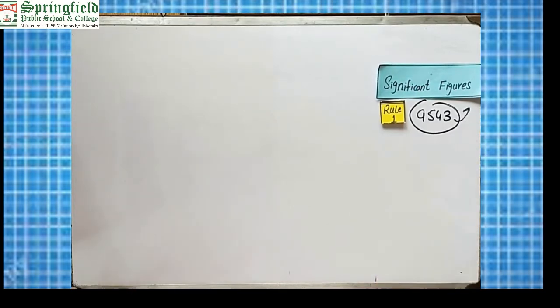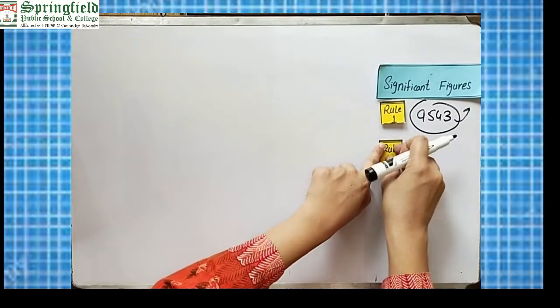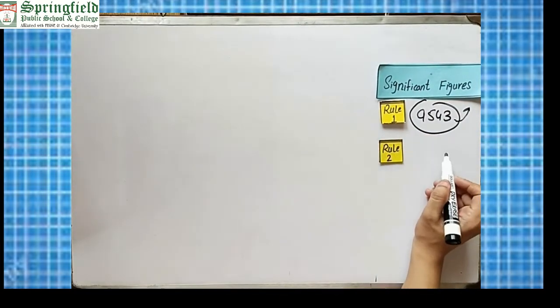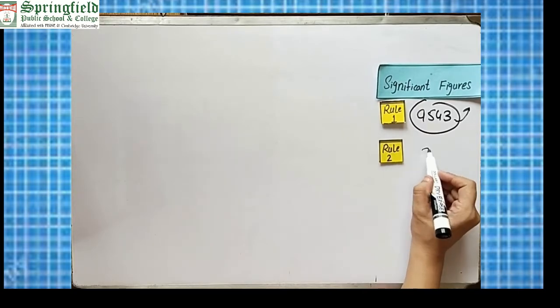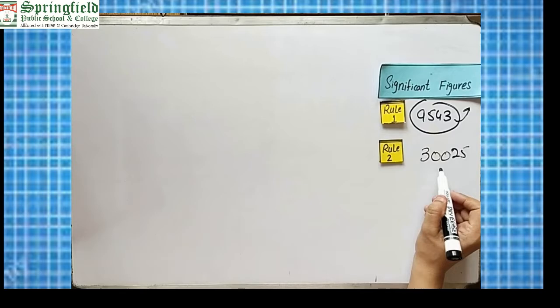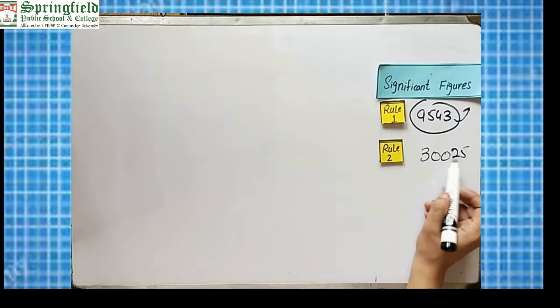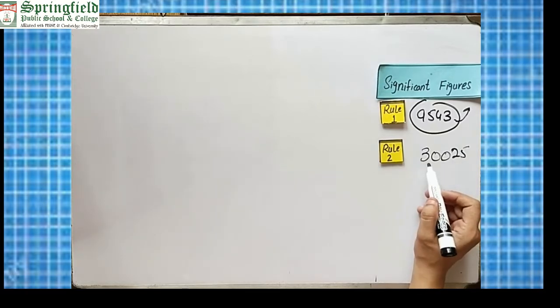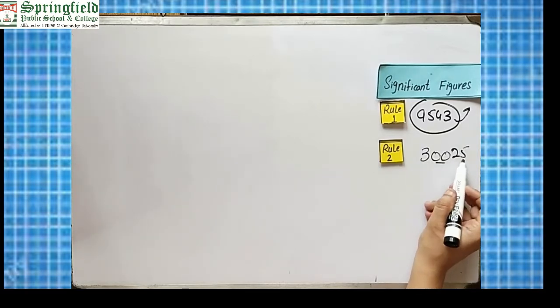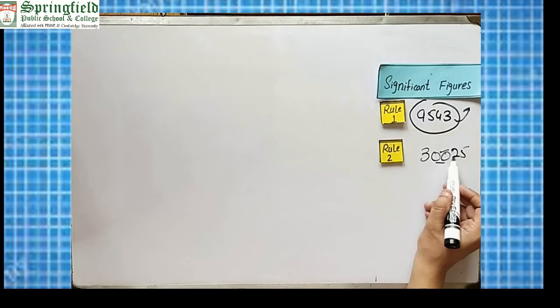Fine. And in rule 2, zeros between the non-zeros are significant. Let 3, 0, 0, 2, 5. The zeros are between the non-zero digits 3, 2, 5. So zeros between the non-zero digits are significant. It means there are how many significant figures? 1, 2, 3, 4 and 5.